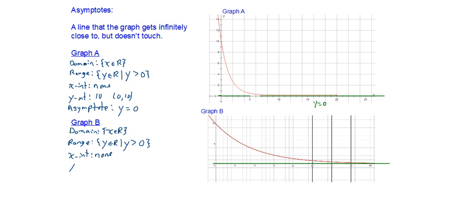There is a y-intercept at 10, or the point (0, 10). And again, there's an asymptote, a horizontal asymptote. And the equation of that horizontal asymptote is y equals 0. So these two graphs, although they look quite different, have the same sort of characteristics.